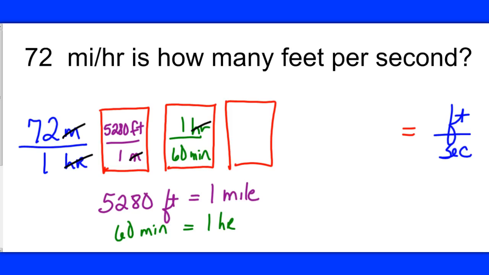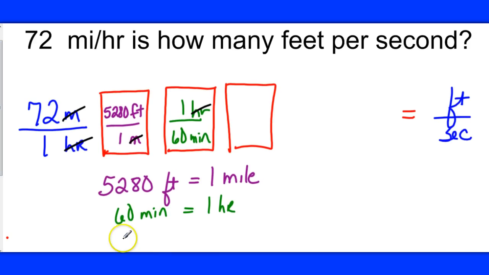So now I need to think of another one. Okay, well, you know what else I know? I know that 60 seconds is equal to 1 minute. Since minutes is on the bottom, I'm going to put minutes on the top. So 1 minute, 60 seconds. And now the word minutes cancels out with minutes, and I'm left with feet, the word feet on the top, and seconds on the bottom.